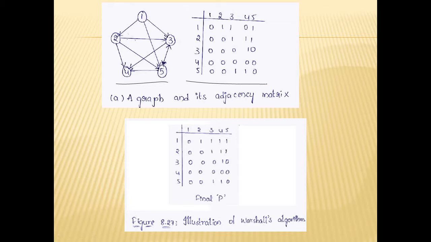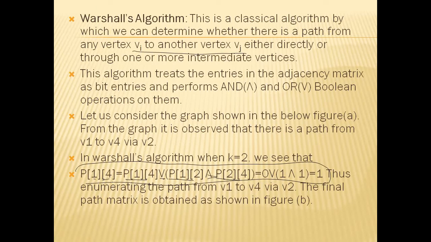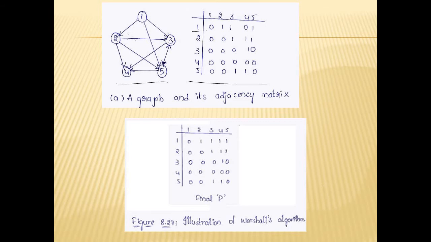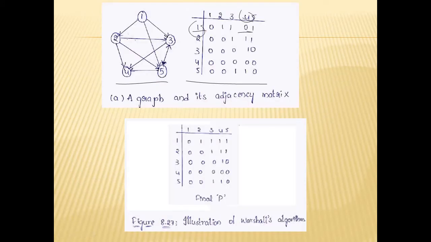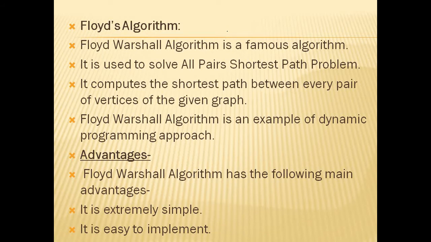When I want to find whether we have the path from 1 to 4, this is the method to find whether we have the path. P of 1 4 means 1 to 4. So for 1 4, we found the value 0. We'll place it here. Or P of 1 2. So for 1 2, the value is 1. We'll place value 1 here.